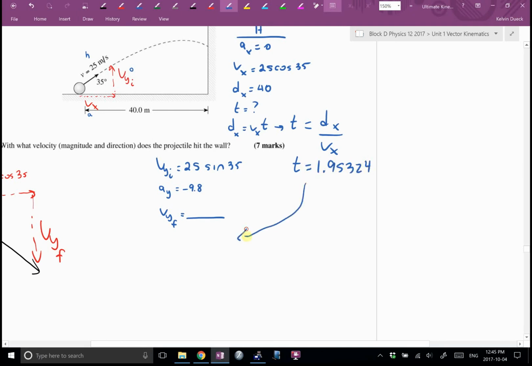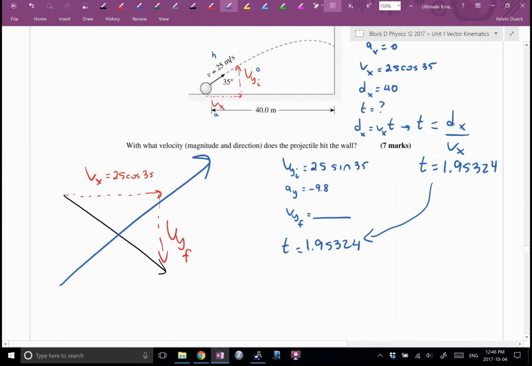1.95324. And that time value can go here. Eric, what can this help me find now? Vy final. By the way, am I expecting Vy final to be negative or positive? I'm hoping it's negative. If not, I would say, oh, the picture is misleading. It's still on its way up when it hits the wall, and rather than having my black arrow pointing down, I would just have it pointing up that way.